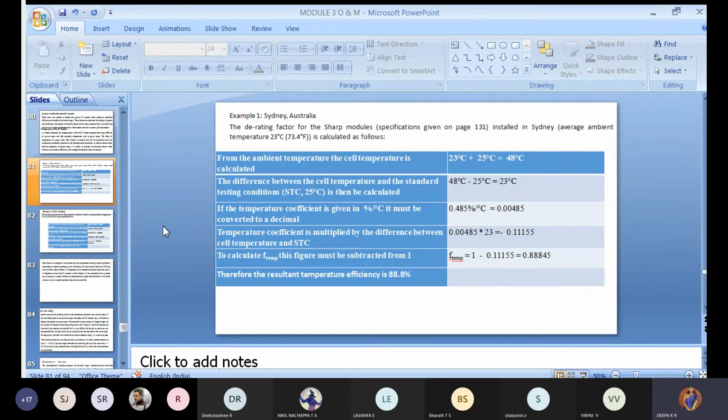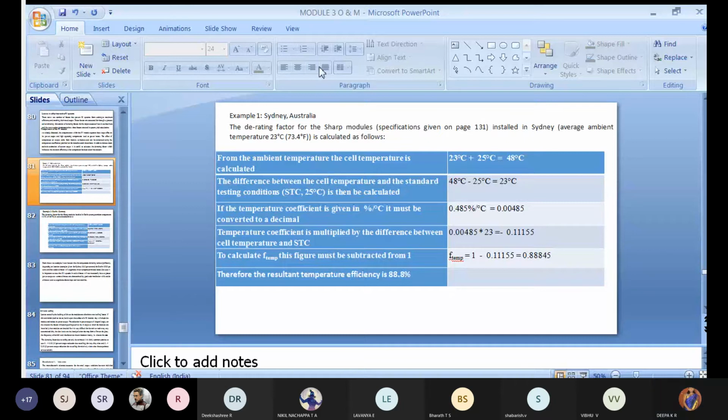So here is an example. I think we already discussed this. We had two categories because we need to showcase how your temperature is really affecting the system and what resultant temperature efficiency we are getting. So here two examples have been given.